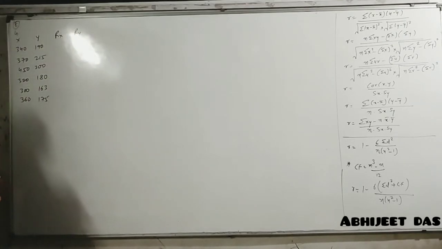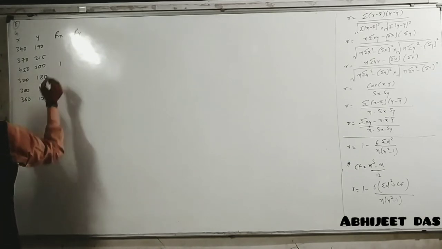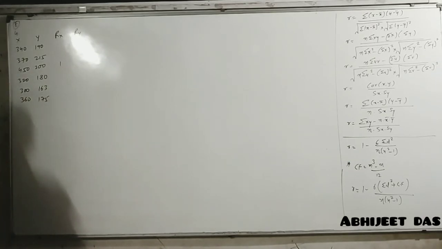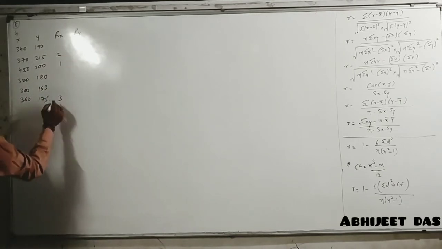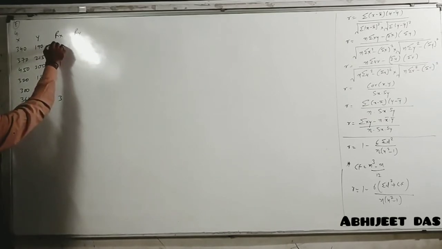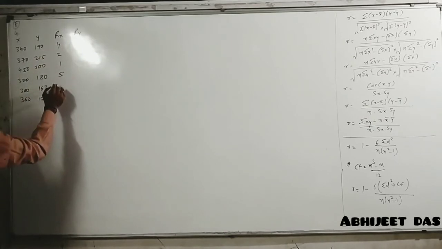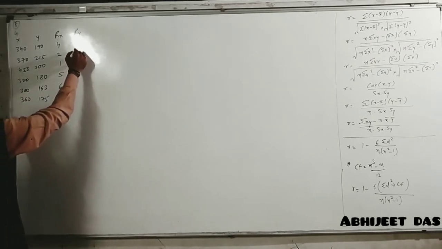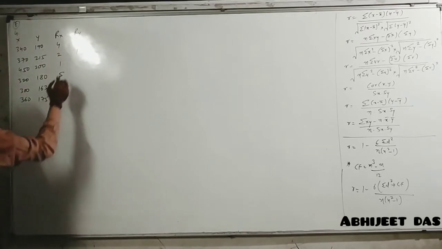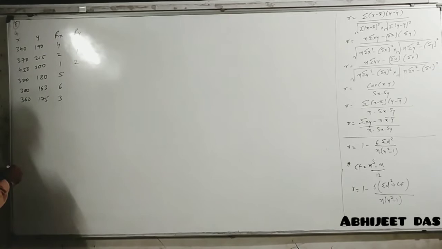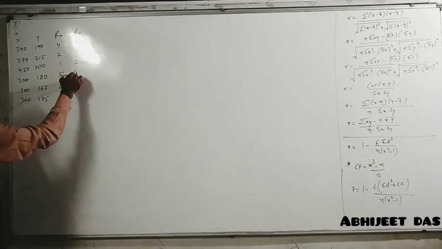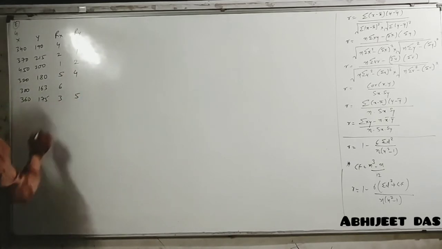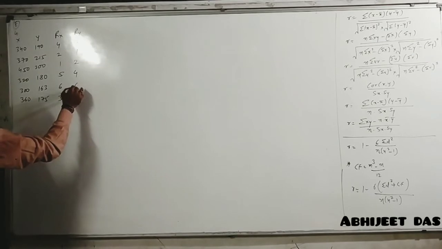Okay. So first rank will be given to 450. First rank. Then second rank 370. Then third rank 360. Then fourth rank 340. Then fifth rank 320 and sixth rank 300. In RY, first rank 215. Second rank 200, third rank 190, fourth rank 180, fifth rank 175 and sixth rank 163. Okay.